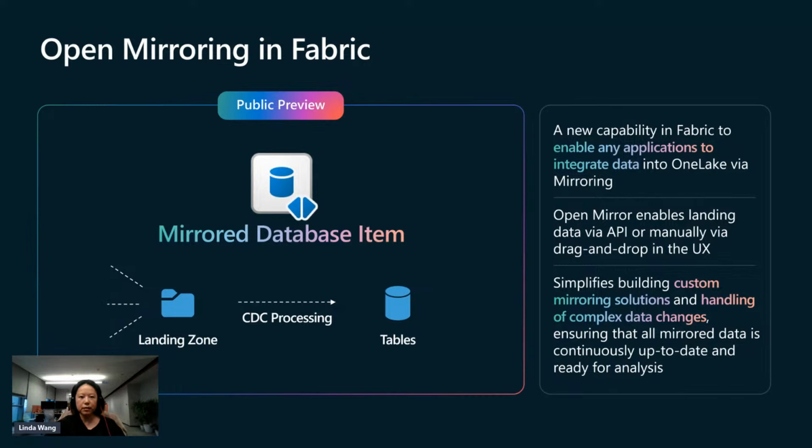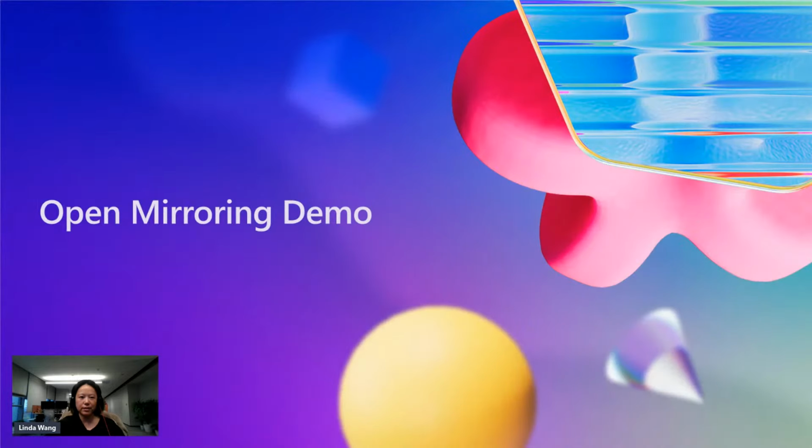This really provides the flexibility to build custom mirroring solutions without worrying about the complexities behind the scenes. You delegate that to Fabric to handle automatically, and it also keeps your destination mirrored database up to date with your source data. With this intro, I'd like to show you a demo of how open mirroring works for this scenario. Let's see a demo.